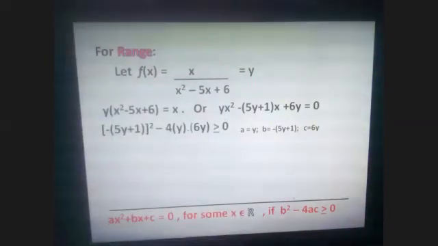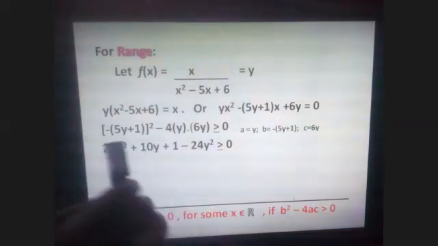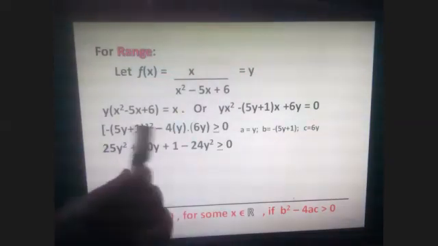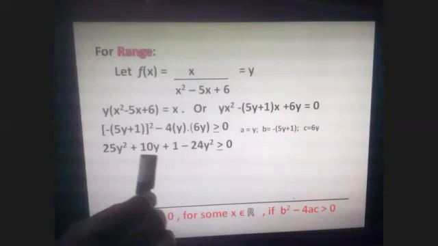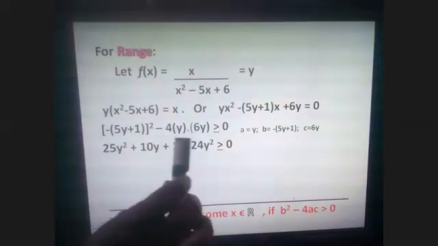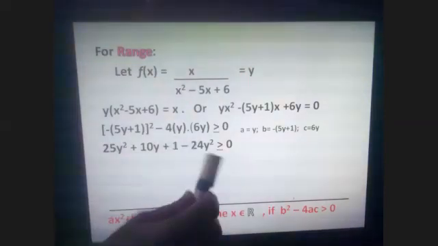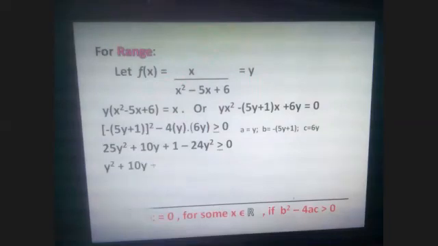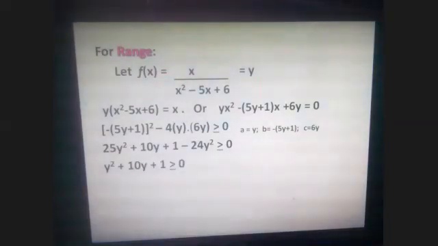Well, can you simplify this? On simplifying, the squared terms cancel, giving 25y squared plus 10y plus 1 minus 24y squared more than or equal to 0, that means y squared plus 10y plus 1 more than or equal to 0. I am inquiring into the possible values of y where y squared plus 10y plus 1 is more than or equal to 0.